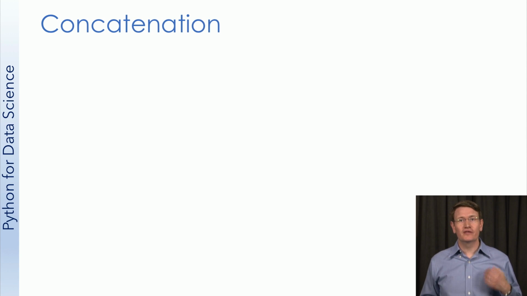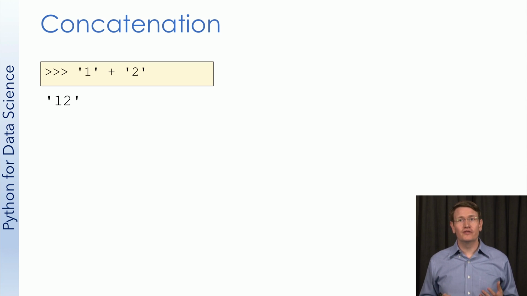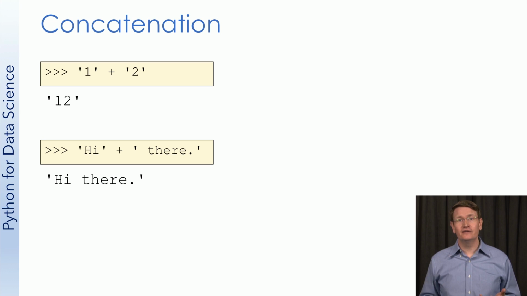Suppose you want to stitch two strings together. You can do this with concatenation. You'll start doing this with the plus symbol. Here we add the string 1 with the string 2 to get the string 1, 2. Likewise, if we add the string hi to the string there, we get hi there. Notice that the string there has a space before the T, which is why the result had a space between the I and the T.